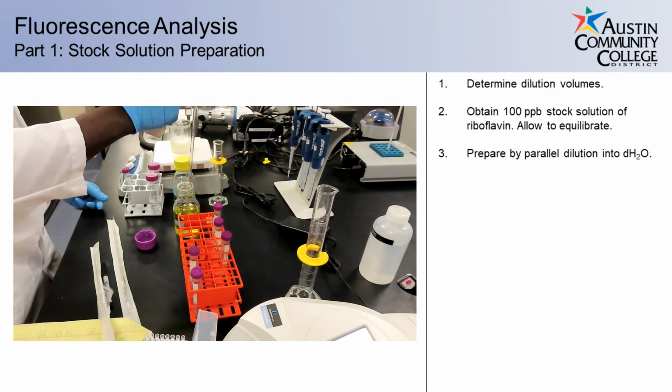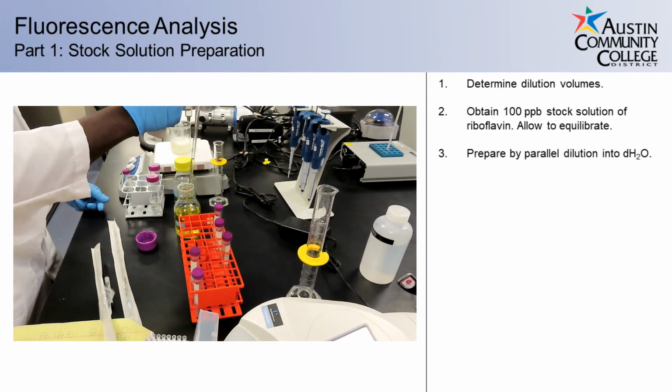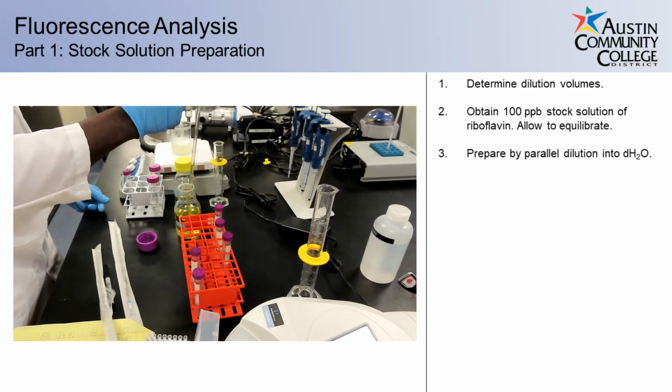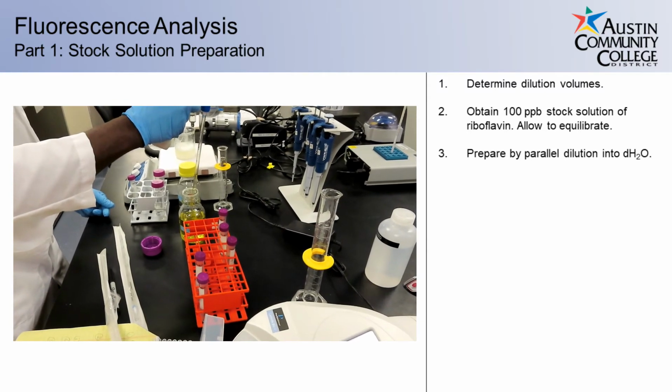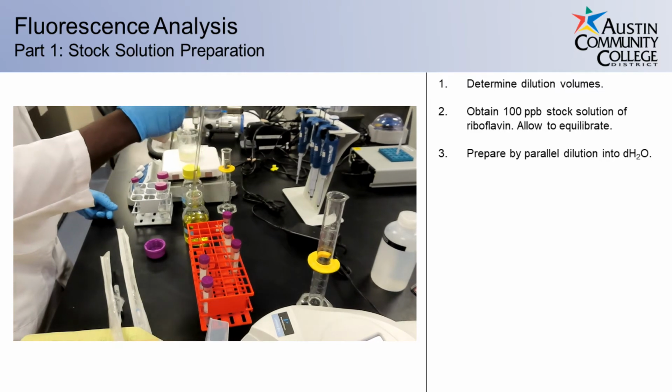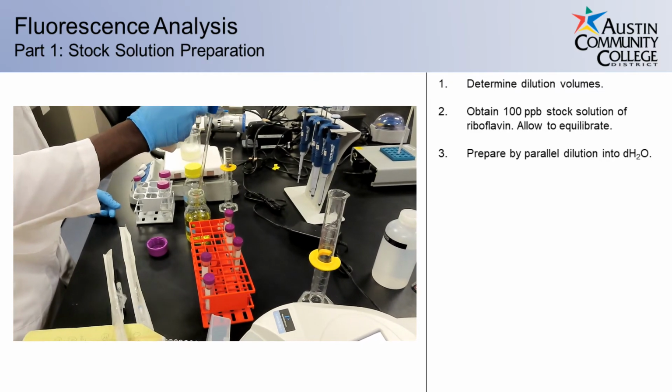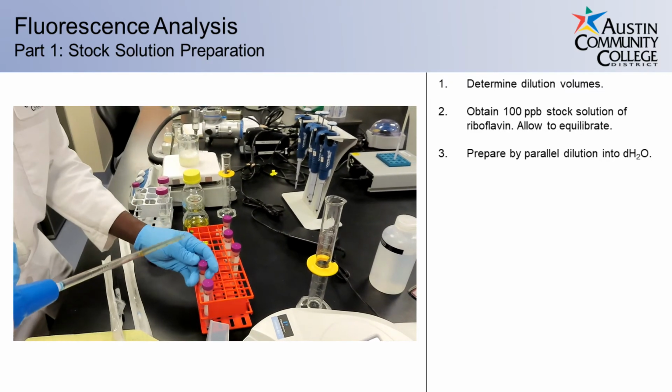Obtain the stock solution of your known fluorescent samples and label a set of tubes. First, fill your labeled tubes with diluent using the volumes determined in step 1. Most likely the diluent is water, but can vary with the molecule of interest.